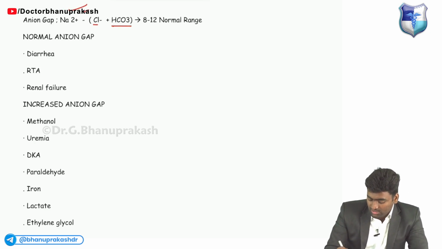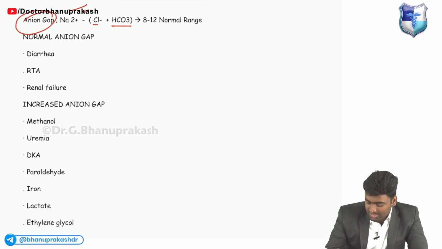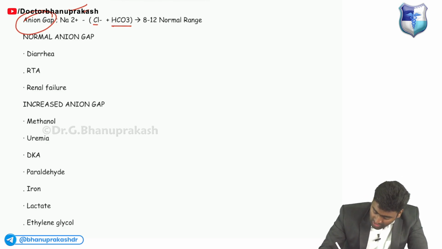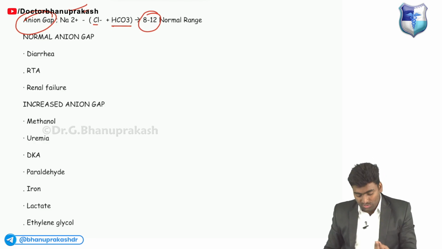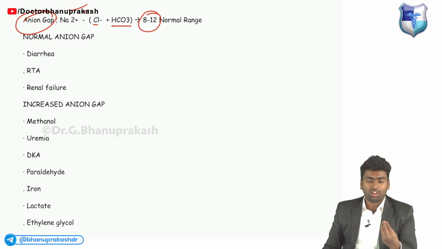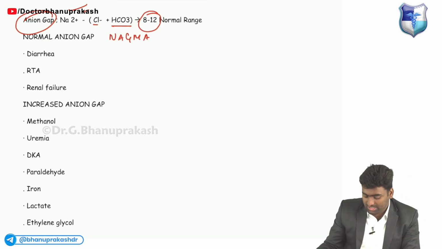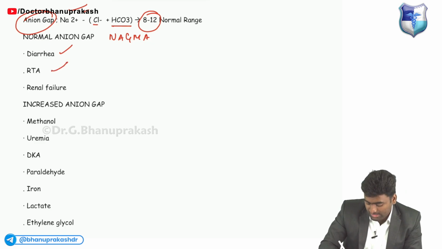Okay, so just remember, we'll use this anion gap between the positive and negative ions, which will be measured using a formula known as the anion gap formula. The normal range is 8 to 12. There are a few conditions where there will be acidosis but with a normal anion gap. These are called normal anion gap metabolic acidosis (NAGMA). It is seen in cases of diarrhea, renal tubular acidosis, and renal failure.